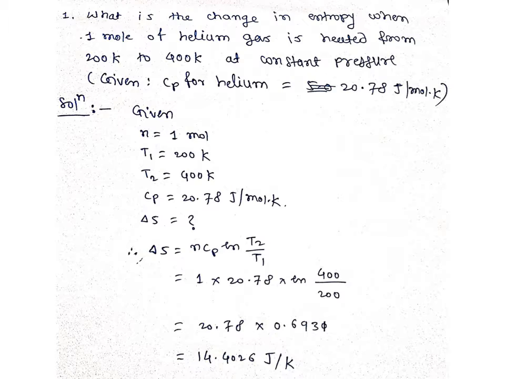You will get the answer, that is delta S is equal to 14.4026 joule per Kelvin. That is the answer of the first problem.